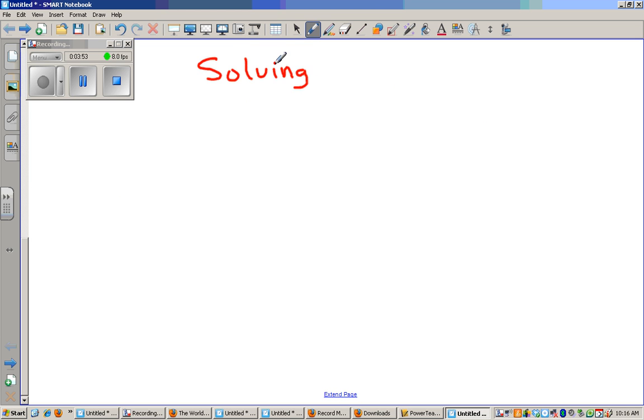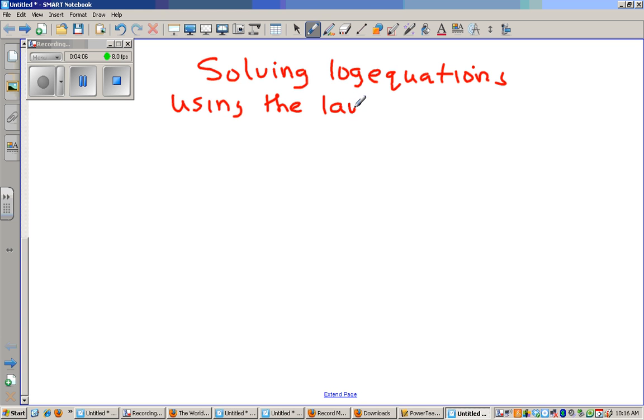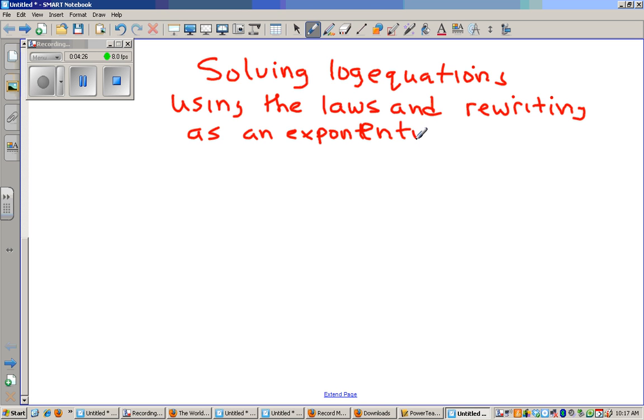Solving log equations, and the way that we're going to do it is using the laws and rewriting as an exponential, which is just what we know how to do. Right? We know how to do that. So here's an example.